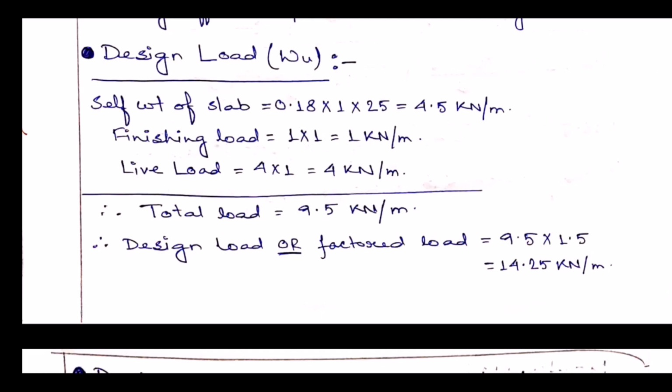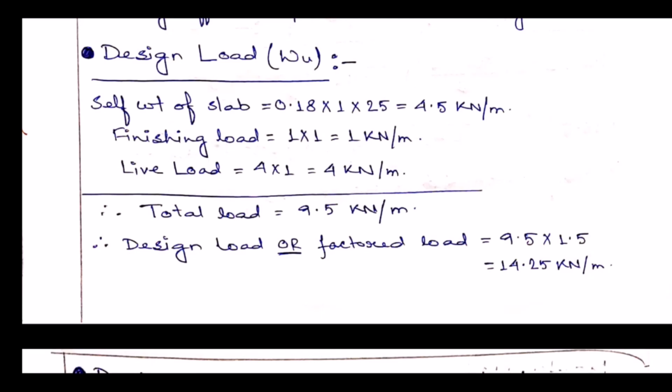This is multiplied with the finishing load and live load, with 1 meter width in consideration. So the total load will be 9.5 kilonewton per meter. Now we have to multiply by the load factor, that means the partial safety factor for load, for the combination of dead load and live load, which we can get from Table 18 of IS 456 2000, that is 1.5 for the combination of dead load and live load.